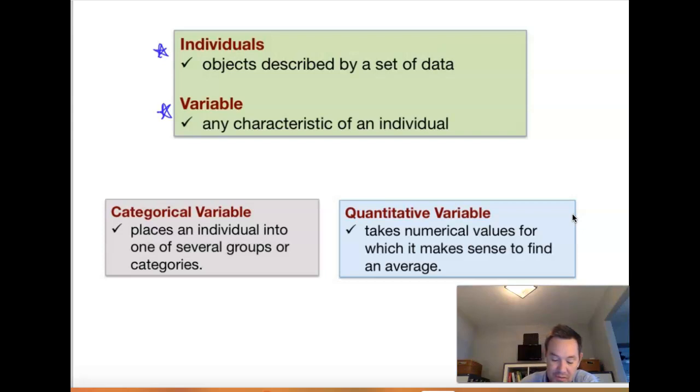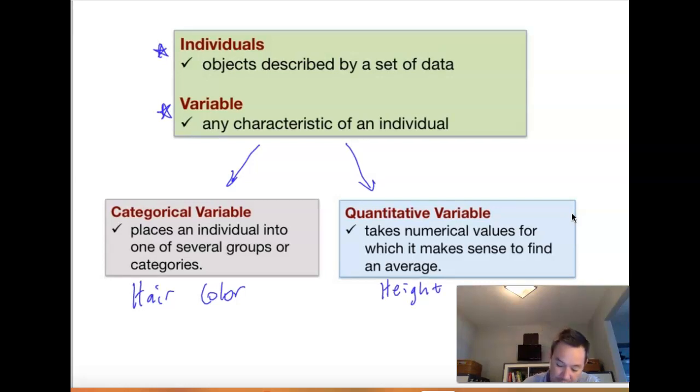So there's 2 types of variables that this branches out into. We have a categorical variable and a quantitative variable. A categorical variable places an individual into one of several groups or categories. A lot of times this isn't numerical. So if we're talking about human individuals, one categorical variable could be hair color, right? That differs from person to person, and it's not a quantity. A quantitative variable takes numerical values for which it makes sense to find an average. So if we're again talking about humans, this could be like height.